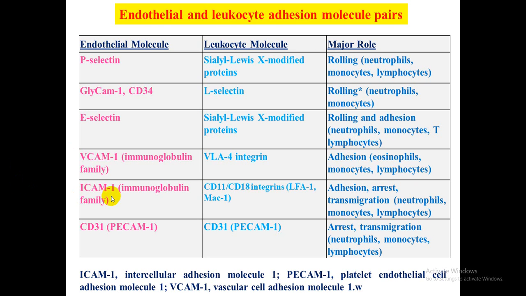Also intercellular adhesion molecules, considered as immunoglobulin superfamily, interact with integrins and help in adhesion, arrest and transmigration of neutrophils, monocytes and lymphocytes. These are important adhesion molecules that mediate the interaction between endothelial cells and leukocytes through transmigration and extravasation of leukocytes to the site of inflammation in order to clear and remove the injurious stimulus, or the cause.